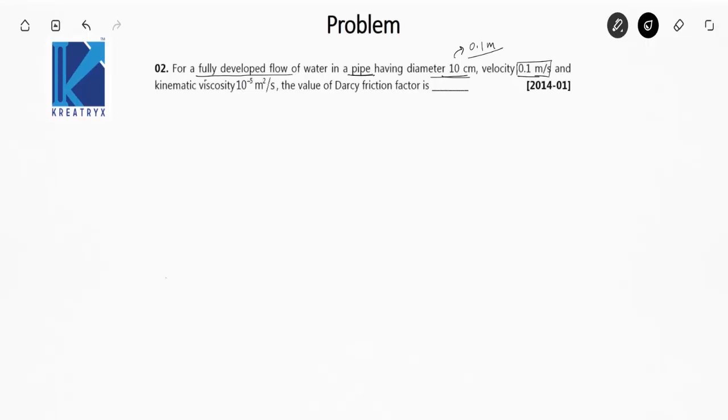So now let's check whether the flow is laminar or turbulent. How can we check that? With the help of Reynolds number. Reynolds number is rho Vd by mu. Now you have been given kinematic viscosity, which is actually mu by rho, so that is Vd by nu. Velocity is 0.1 meter per second, diameter is 0.1 meter, nu is 10 raised to the power minus 5 meter square per second. So Reynolds number is 1000. That implies the flow is laminar.